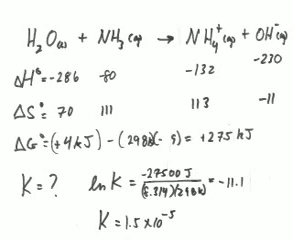So, RT log K equals delta G0. So the log K equals minus delta G0 divided by RT, and so minus 27,500 joules divided by 8.314 joules per Kelvin divided by 298 Kelvin gives us minus 11.1. So the equilibrium constant for this reaction is 1.5 times 10 to the minus fifth.